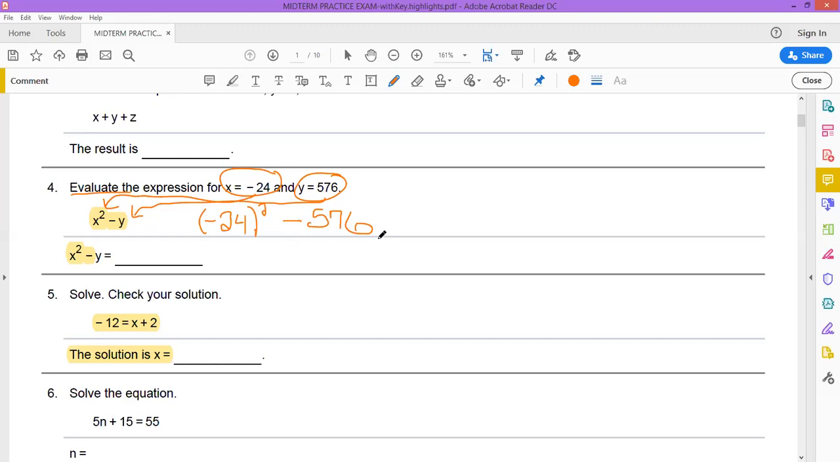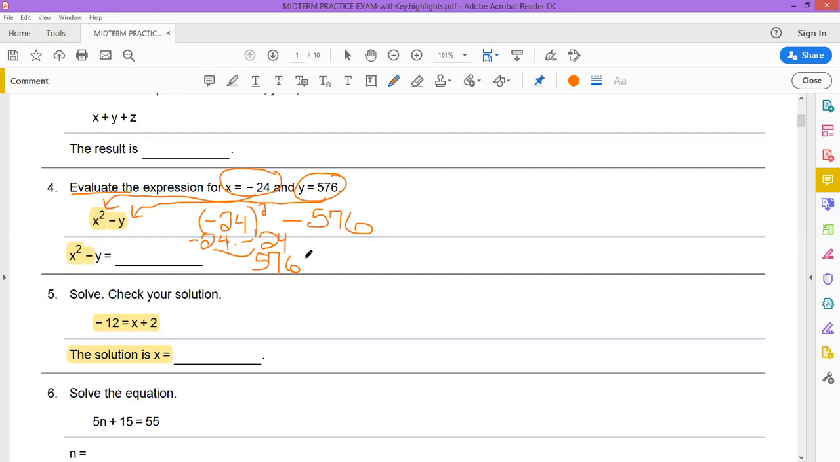So if we simplify negative 24 squared, remember what you're being asked to do here. You're really squaring that term. So that means negative 24 times negative 24. And we know that a negative times a negative will wind up being positive. So you just want to remember those rules about multiplying negatives. Now you guys can use calculators, so you just want to punch in negative 24 times negative 24, and you should get positive 576.